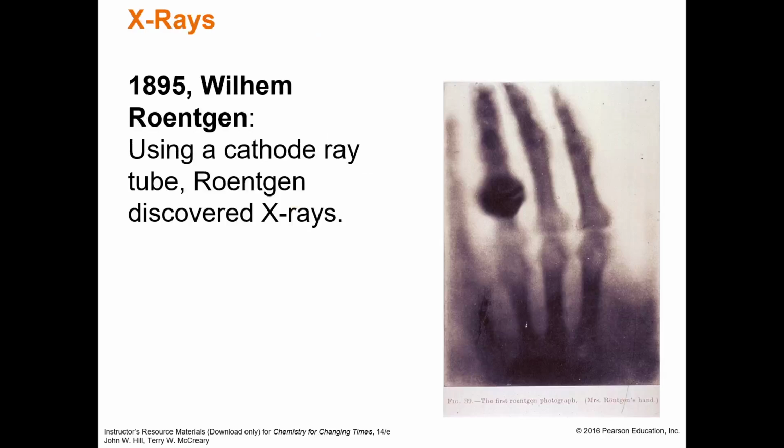So this is 1895. You may recognize this as an X-ray of somebody. This is using a cathode ray tube. Wilhelm Röntgen discovered X-rays by essentially just putting more electricity across this cathode ray tube.